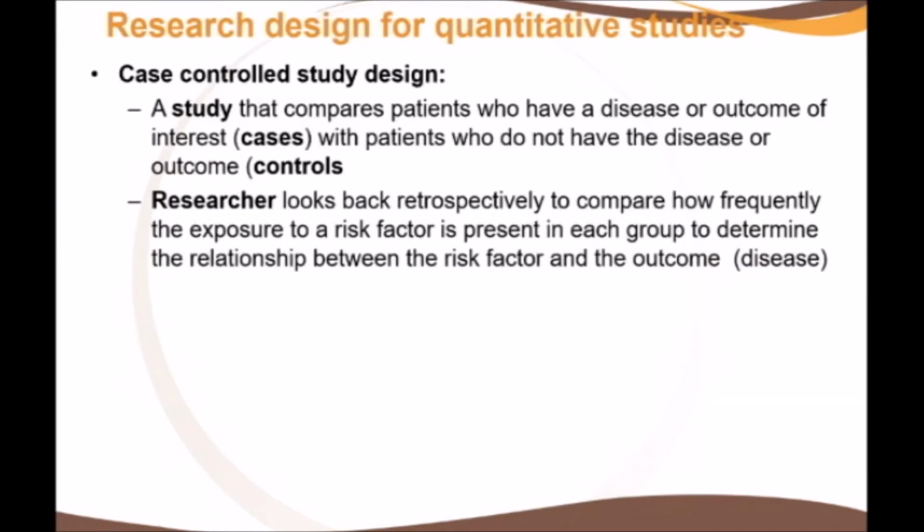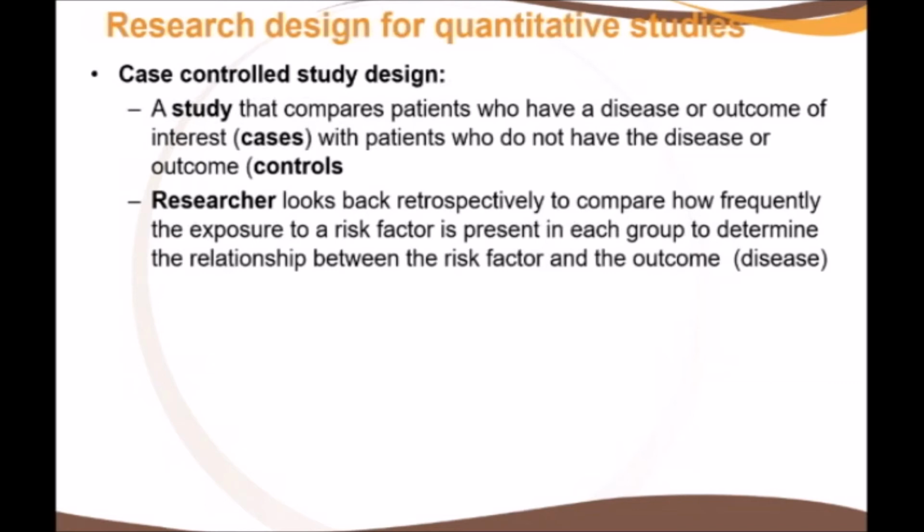Then the other quantitative research design is the case-control study design. In this study design, the researcher compares patients who have the disease or the outcome of interest with the patients who do not have the disease or outcome. Remember, in cohort we said you're interested in those who have been exposed. They don't have the disease, but they have been exposed. They don't have the outcome, but they have been exposed. And then you follow them to see if they will develop the outcome.